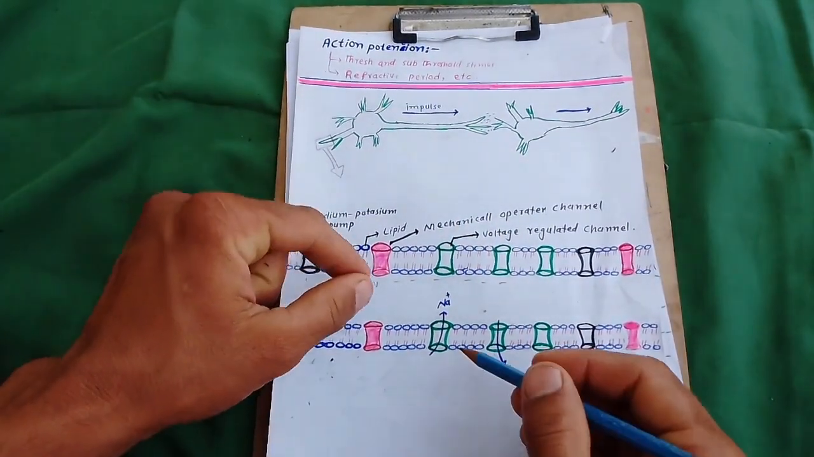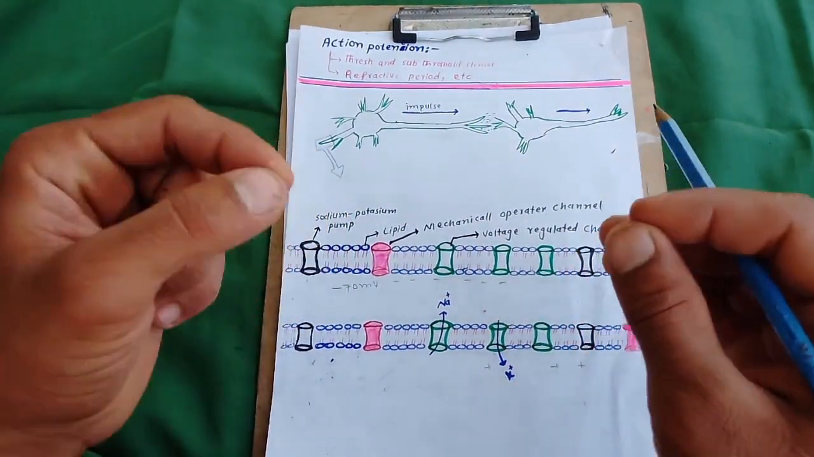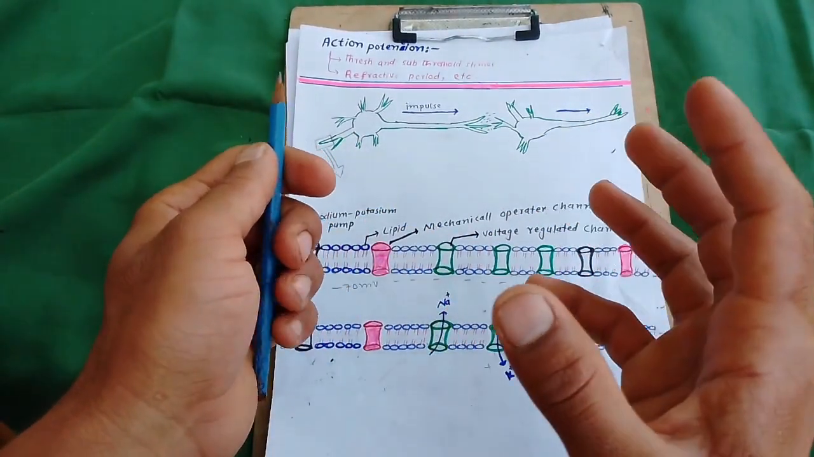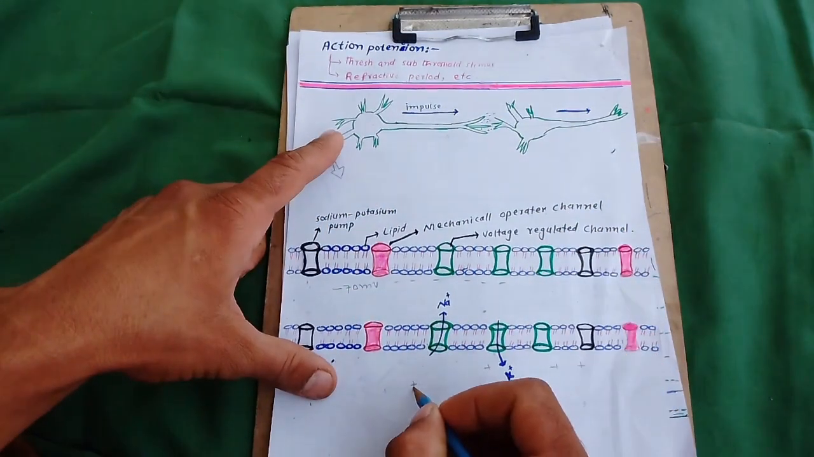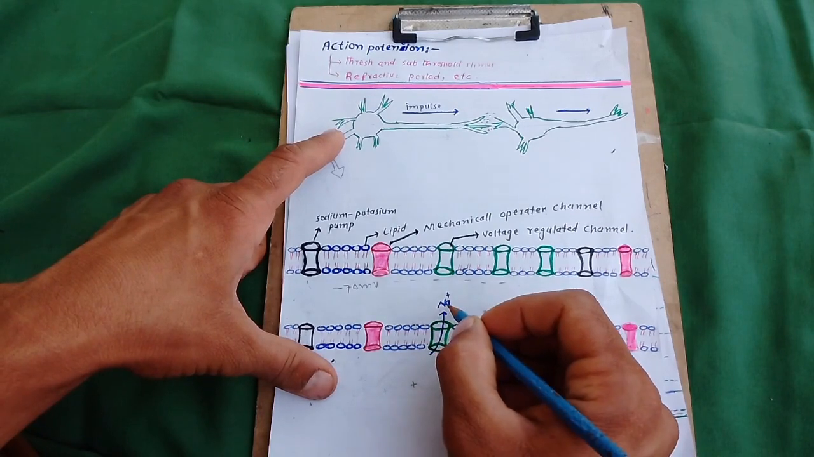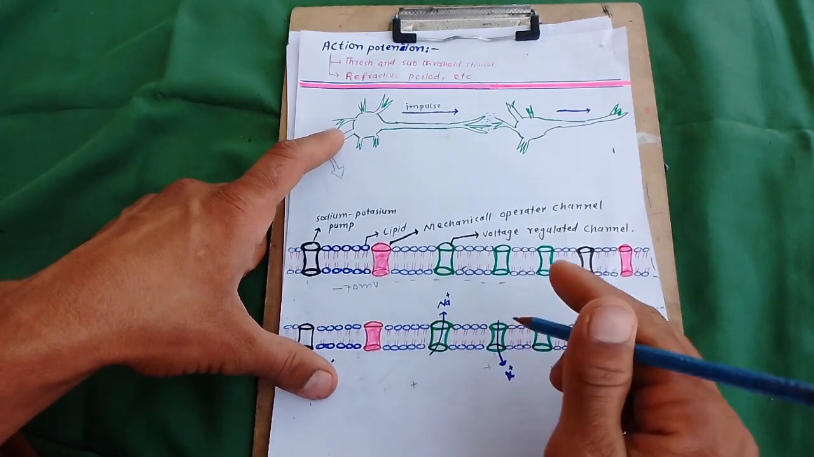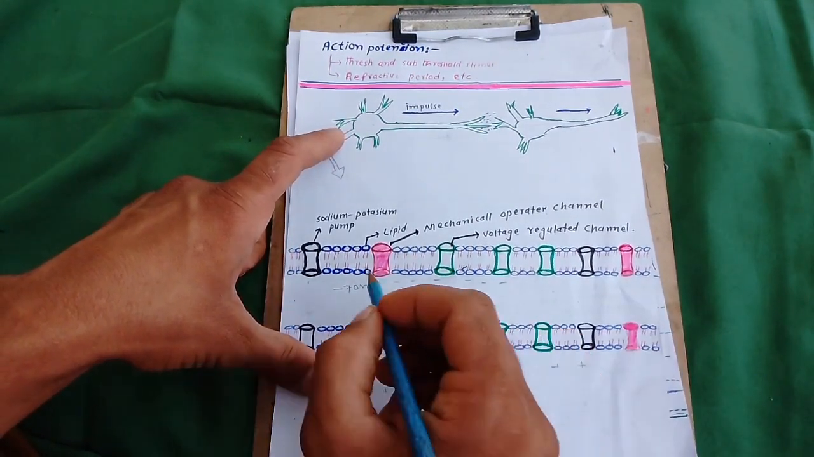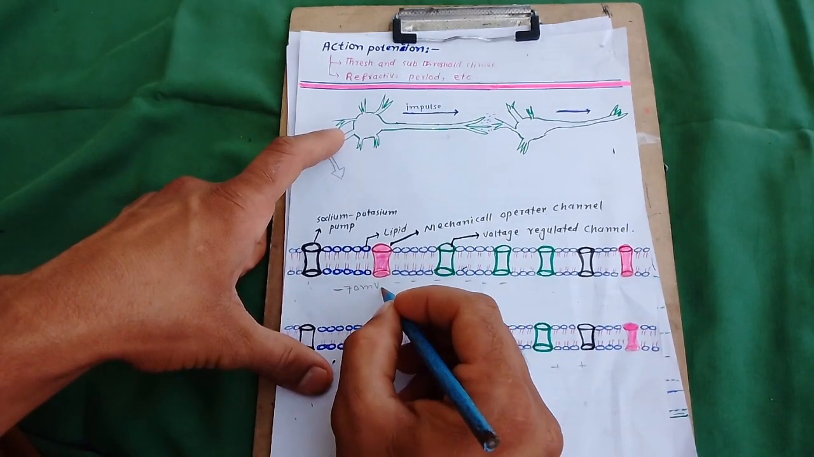When I touch this area, a large number of voltage-regulated sodium and voltage-regulated potassium channels are open. So sodium rushes inward, the influx of sodium starts. A large amount of sodium goes inward, and after this, a large number of potassium go outward. So when the sodium influx starts, the potential is pulled down.